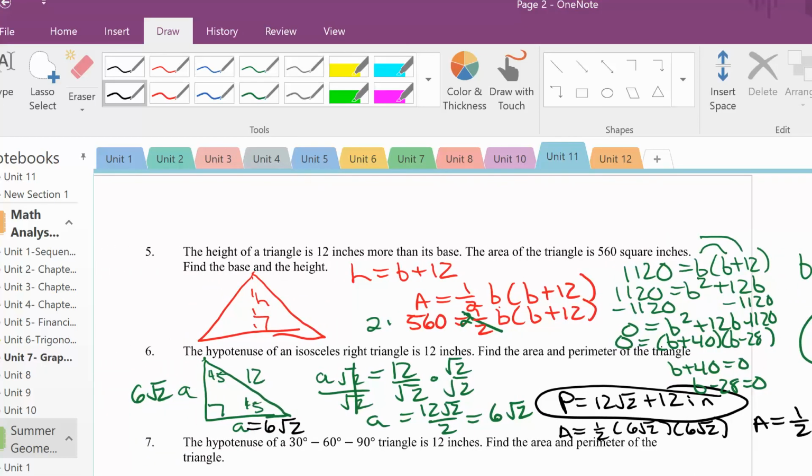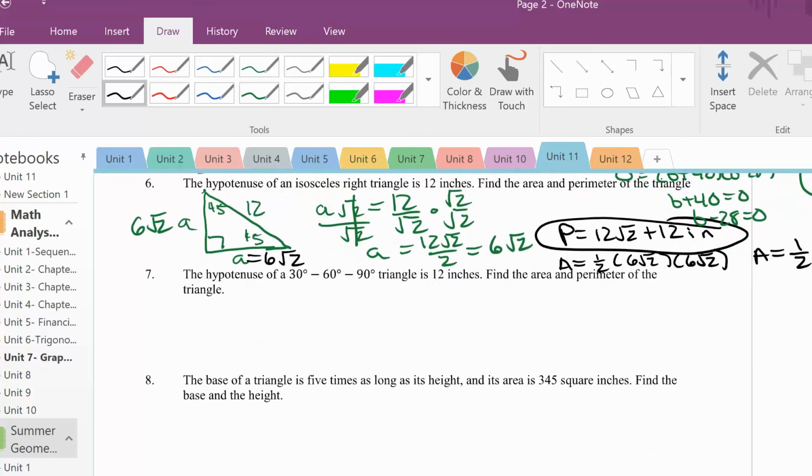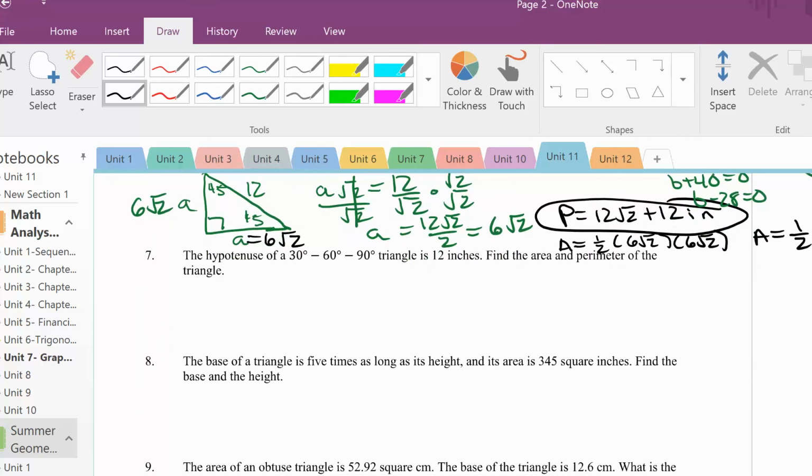All right. So next it says the hypotenuse of a 30, 60, 90 triangle is 12 inches. Find the area and the perimeter of the triangle. So 30, 60, 90. The hypotenuse is 12. Here's 30, 60. Remember, opposite the 30 is half of the hypotenuse. Opposite the 60 is rad 3 times the leg.